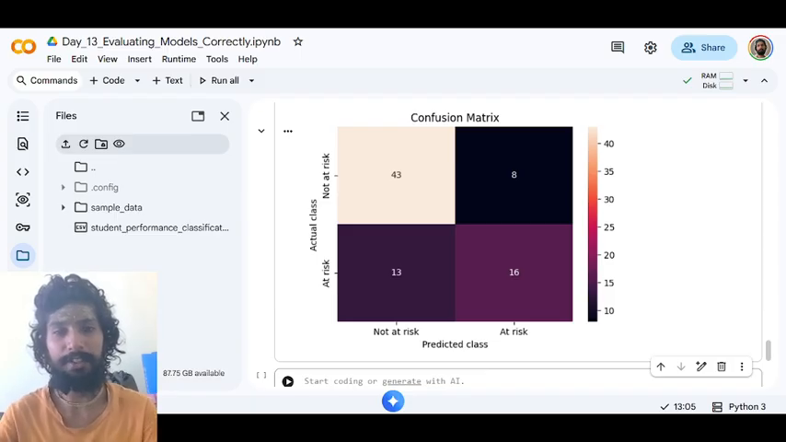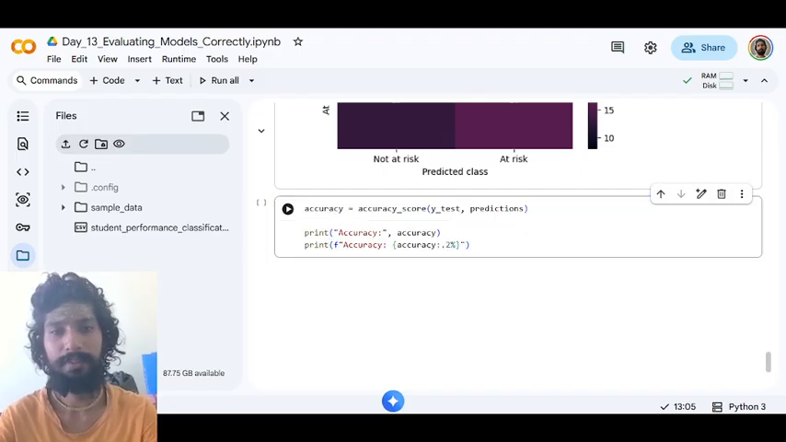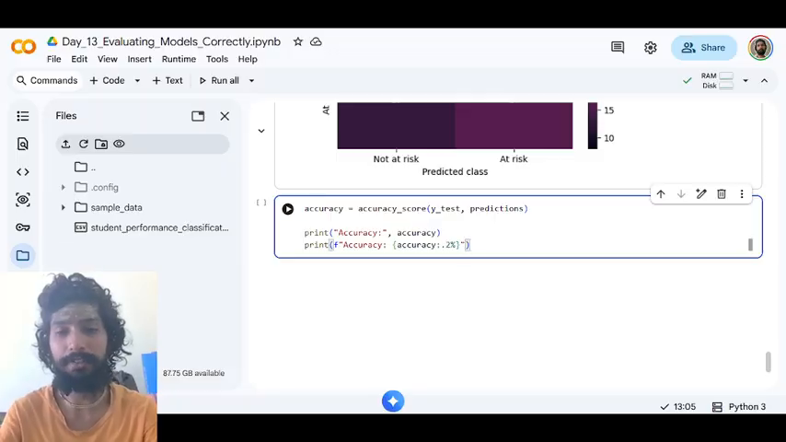Let us calculate accuracy. Accuracy answers: out of all predictions, what percentage was correct? Its basic idea is correct predictions divided by total predictions.